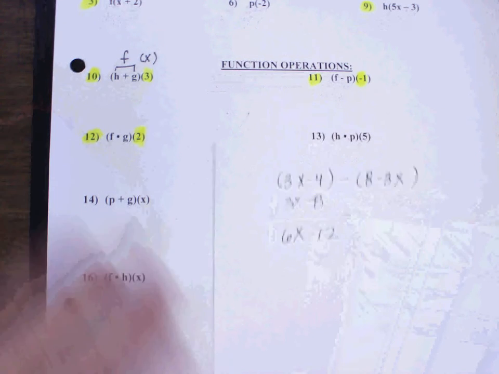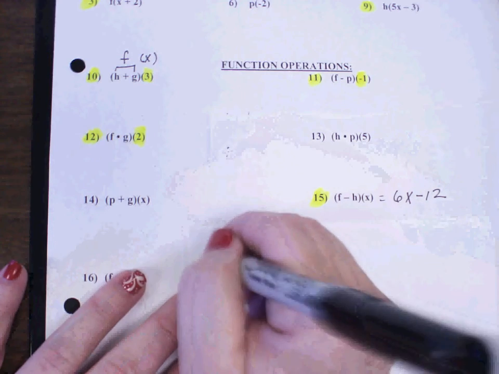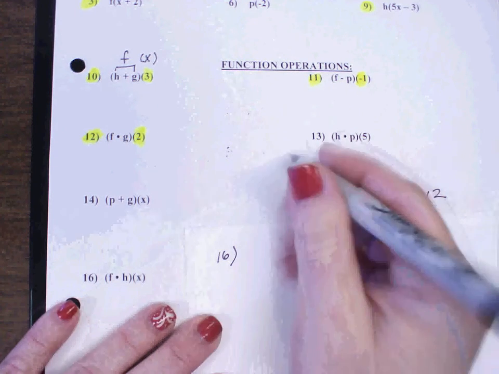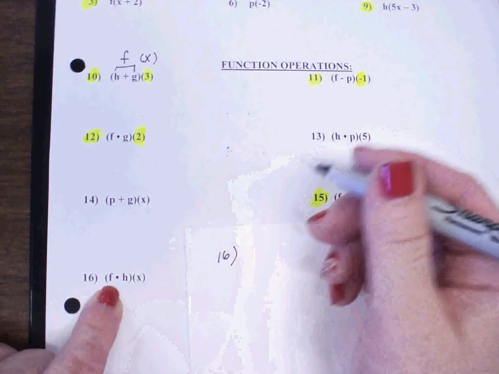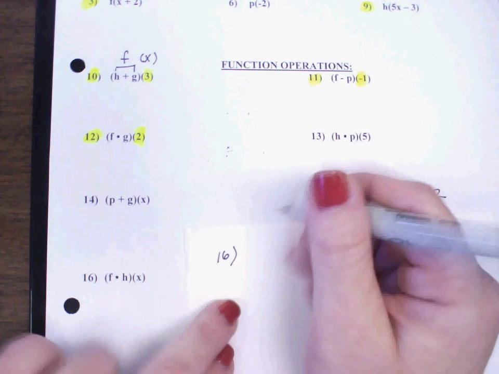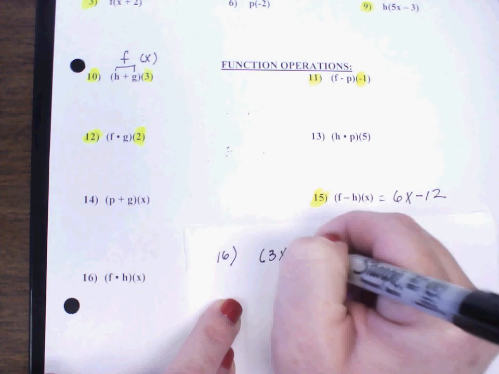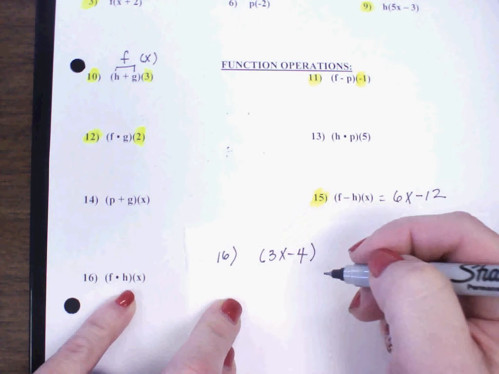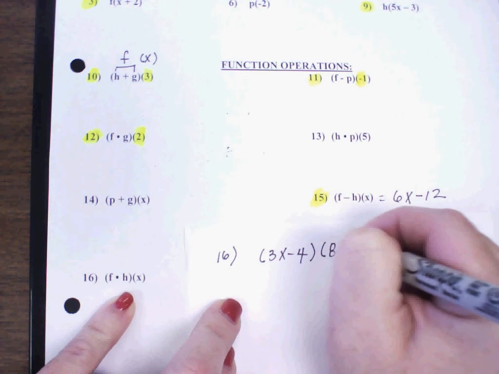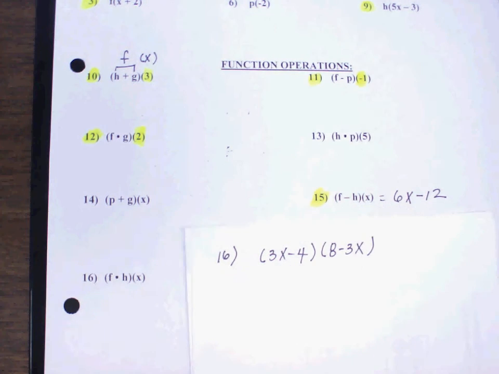So I have f, which is 3x minus 4, and then I have to multiply that by h, which is 8 minus 3x, and the value of x is replaced by what? X. So I just have to multiply. You remember how to multiply?